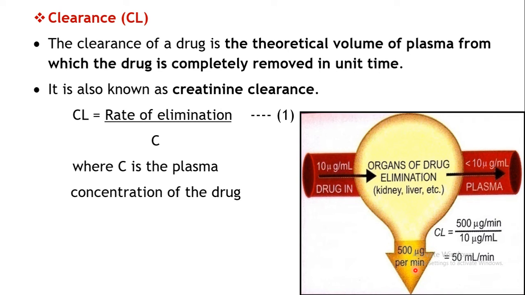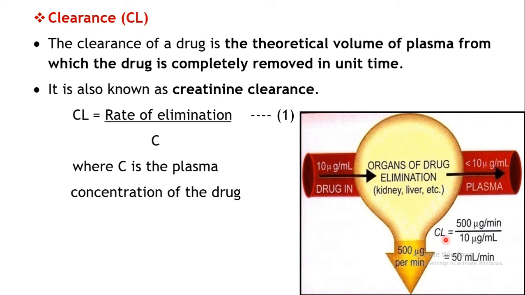So in a unit time, 500 micrograms are removed per minute. Okay, so that is the rate of elimination. So how can you calculate the clearance? Rate of elimination, that is 500 micrograms per minute, divided by the plasma concentration, which is 10 micrograms per ml. Obviously when elimination of a particular drug takes place, what will happen to the plasma concentration? It will go on declining, right? Once it passes through the organs of elimination, plasma concentration will be less than 10 micrograms per ml.